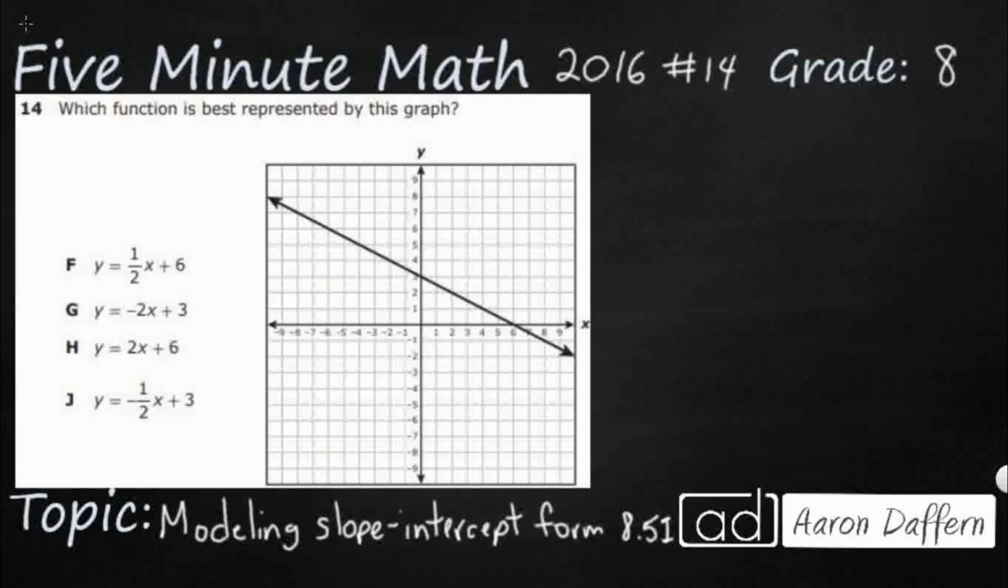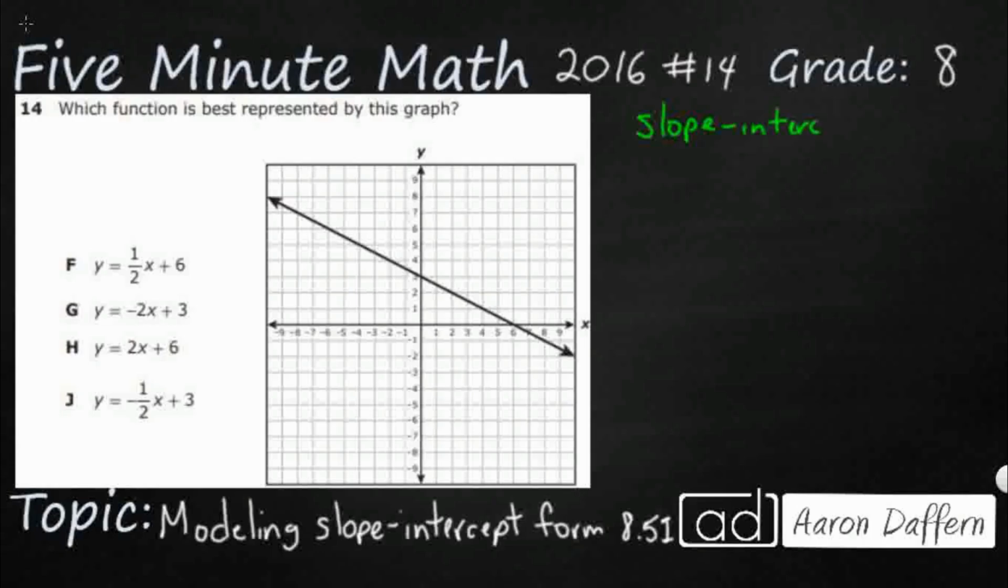So we've got just a basic graph. It's got a line here. Nothing's plotted for us, but we can easily figure out what that means. We just need to find which of these equations best represents that. You notice we've got a slope-intercept form, so let's discuss what that looks like and how we can find it.